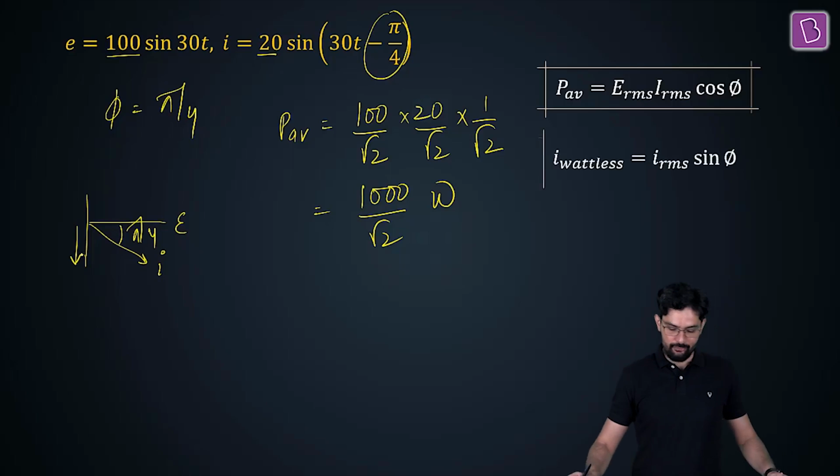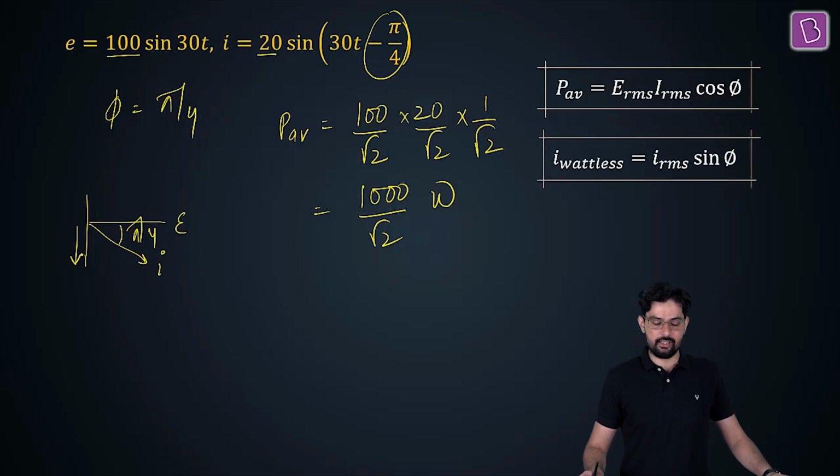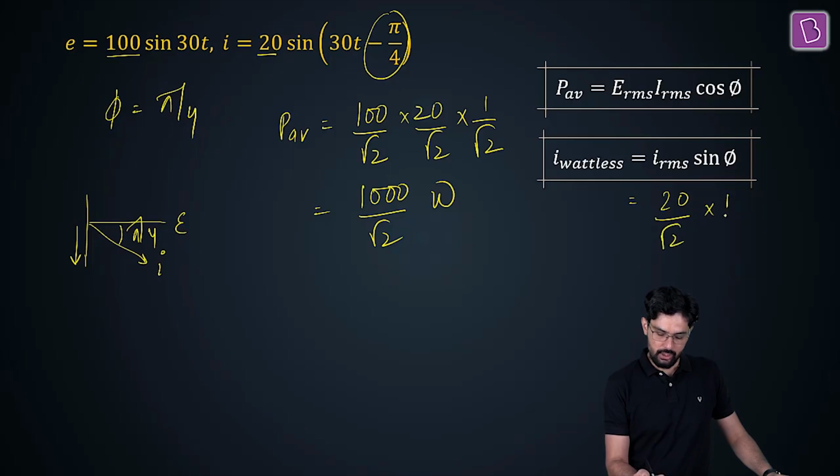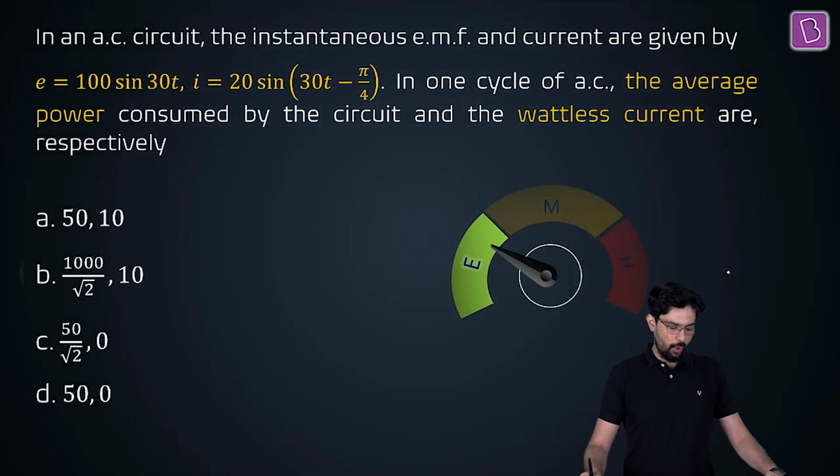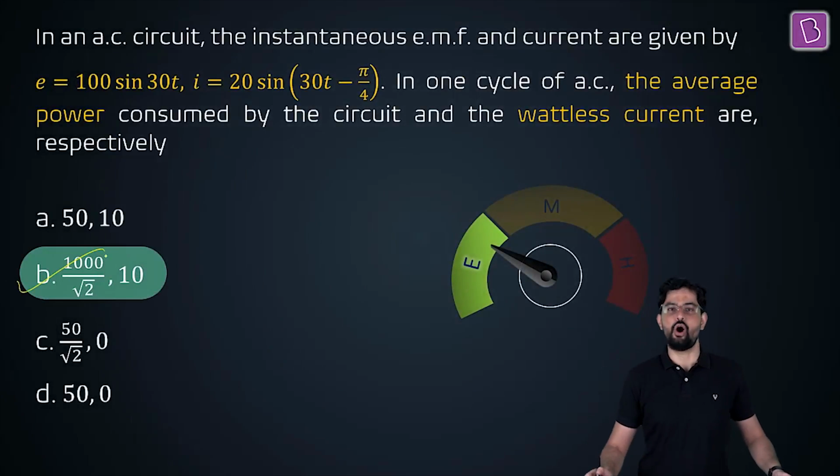So we have the value of the wattless current in the circuit to be equal to I RMS sine of phi. And can you see this comes out to be 20 by root 2 into 1 by root 2, that is 10 ampere. So we have the answer in this case. You can see that option B is the right option.